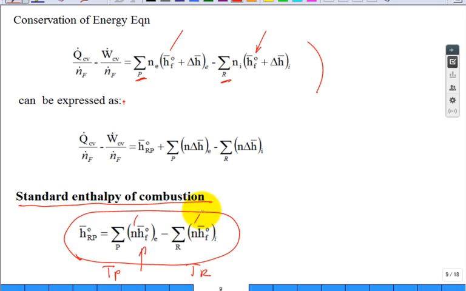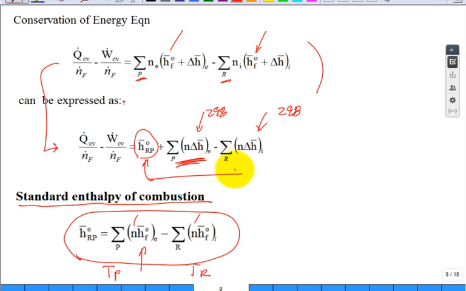Now, you can then rewrite this as one number, the standard enthalpy of combustion, and then the deviation for each of the products from the standard 298, as well as the reactants from the standard 298. All right. So this number could be tabulated for a particular fuel. Let's say CH4, methane, C3H8.